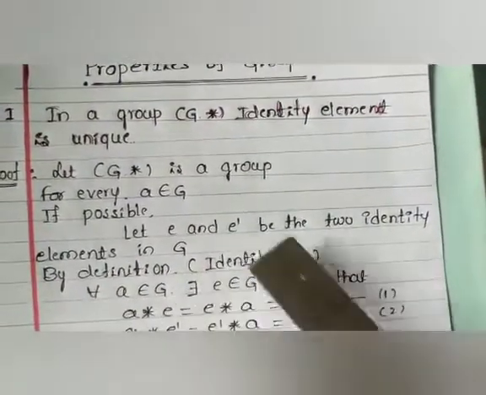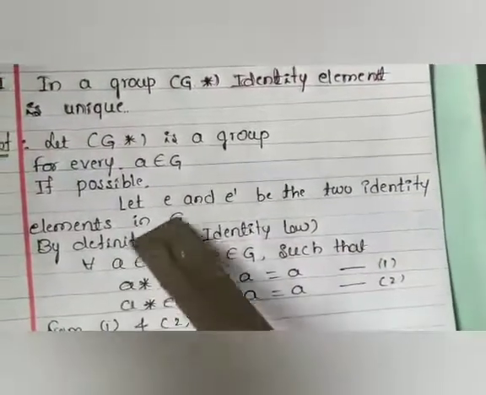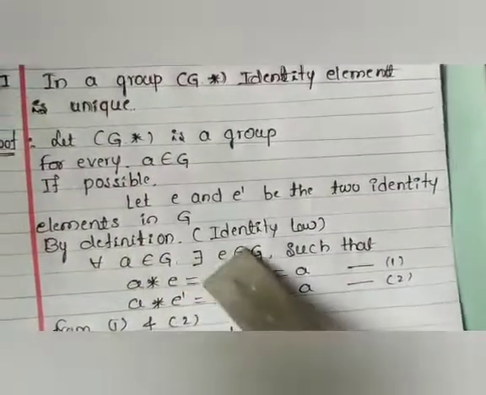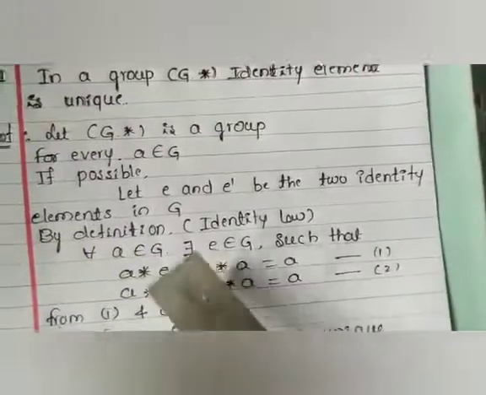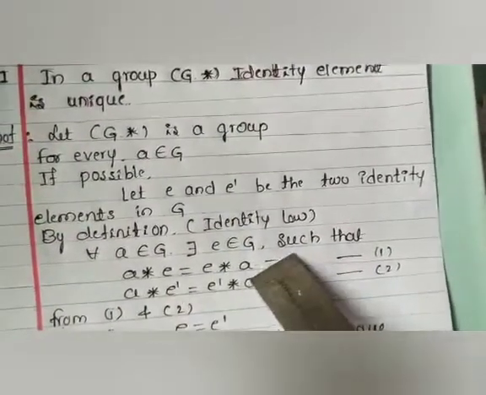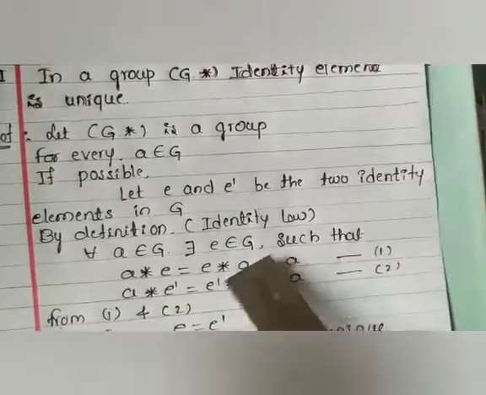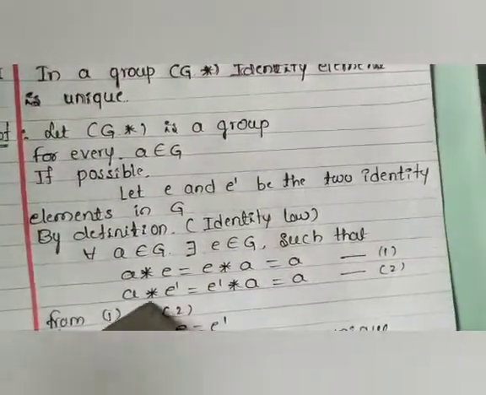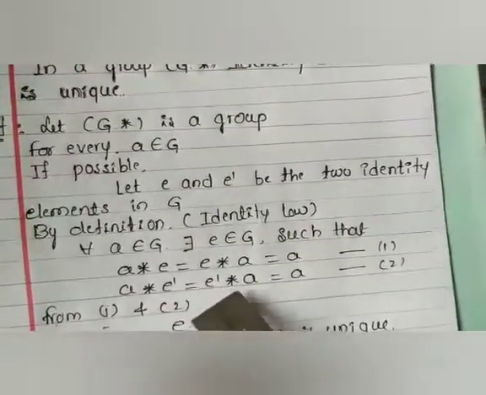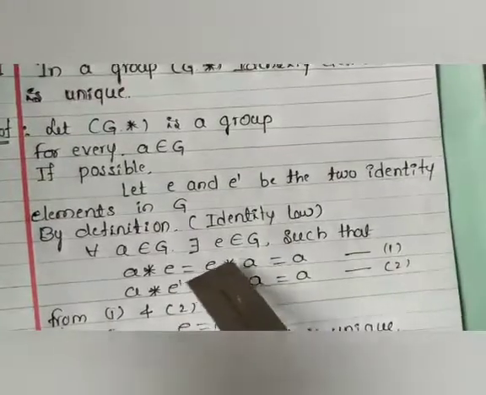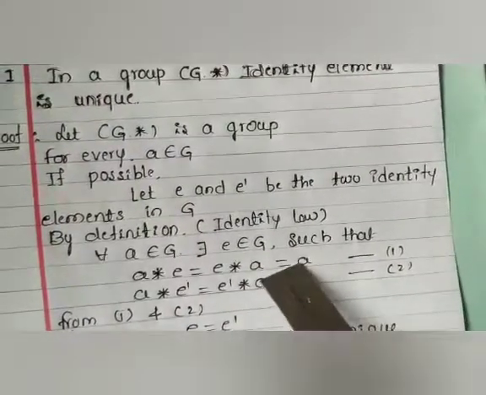By definition of identity law, for every a belongs to G, e is the identity element. What happens? There exists e such that a star e equal to e star a equal to a. It is the definition of identity law when e is the identity. If e dash is the identity, then what happens? a star e dash equal to e dash star a equal to a. When I operate e with a, a remains the same.